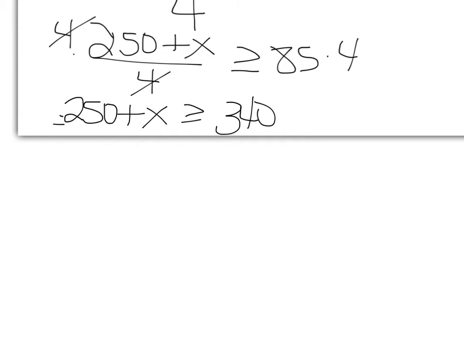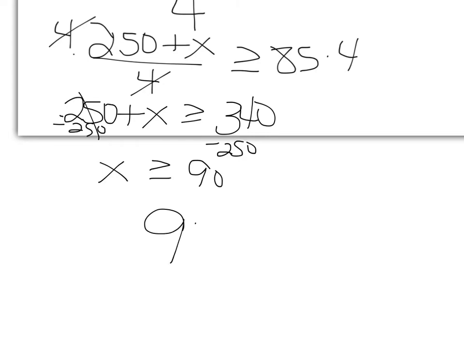Then you're going to subtract 250 from both sides, and you get x is greater than or equal to 90. So what that means is they have to get a 90 or better on the test in order to have an 85 in the class. So your answer would just be 90 on that one.